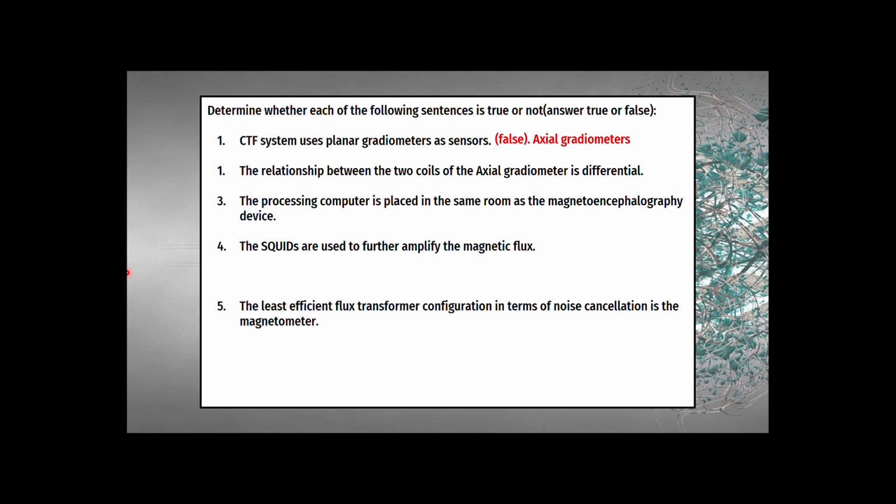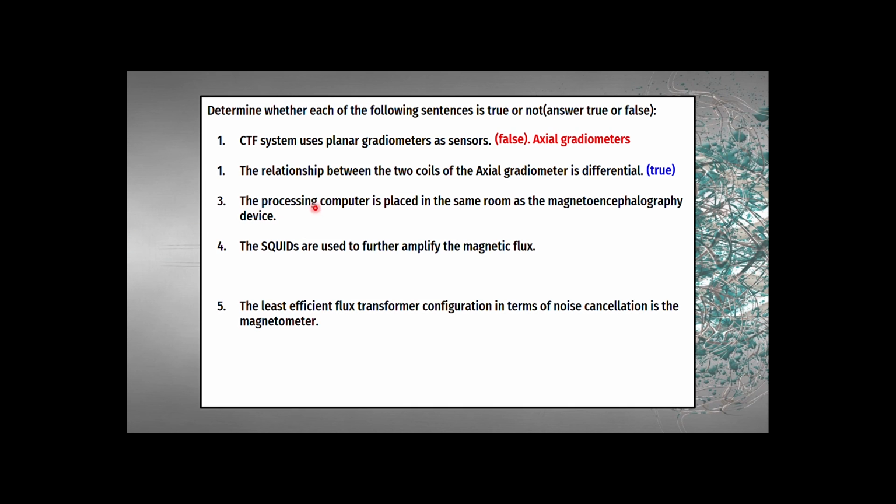Now we said that the result that we are going to obtain at the output of the axial gradiometer is actually equal to the difference between the magnetic fields generated in both axial coils. So the relationship is indeed differential.